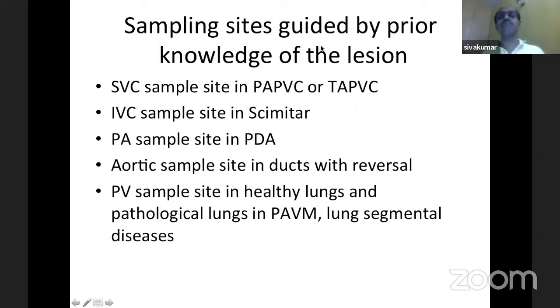In general, sampling sites are guided by prior knowledge of the lesion. Superior vena cava site in PAPVC or TAPVC has to be way high up, almost as high as in the jugular veins. IVC sample has to be below the level of hepatic veins in the Scimitar syndrome. PA sample in a PDA has to be deep into the right hilum and left hilum. Aortic sample in a ductus with reversal has to be high in the ascending aorta and much lower in the descending aorta. PV sample has to be in healthy lungs and not in pathological lungs.